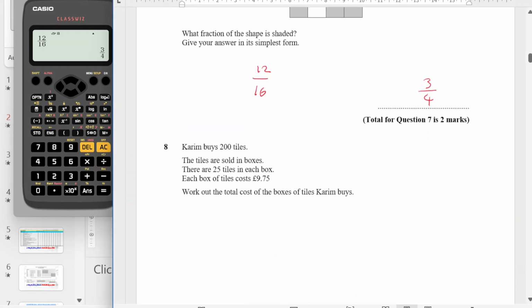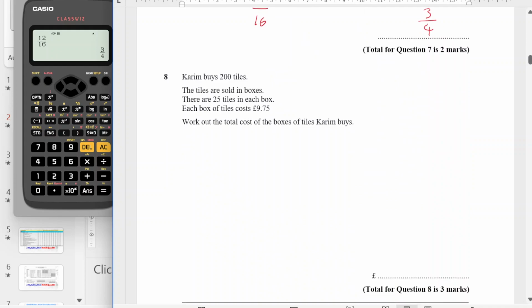Okay, question 8. Karen buys 200 tiles. The tiles are sold in boxes. There are 25 tiles in each box. Each box costs £9.75. Work out the total cost of boxes.